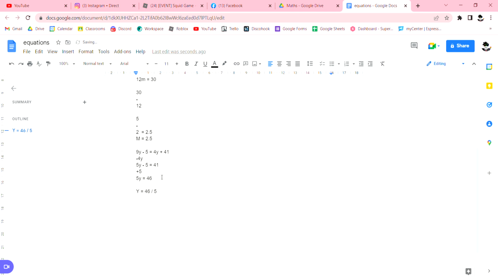Or if you want to change it into a decimal, how many 5s go into 40? Well, 9 go into it, and then we're left with 0.2. So it is going to be 9.2. y equals 9.2.